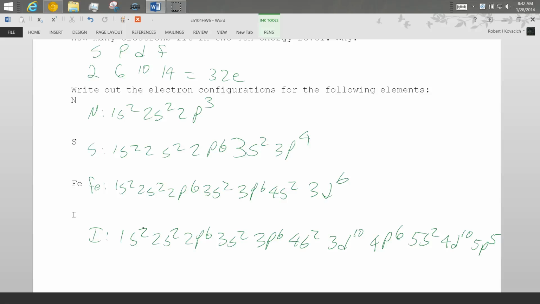Add up the superscripts: 2, 2, 6, 2, 6, 2, 10, 6, 2, 10, and the 5, and then go up there, and does that equal the same 53 for the proton and electron number it is for iodine? If it's not the same number, then something's wrong. All right.